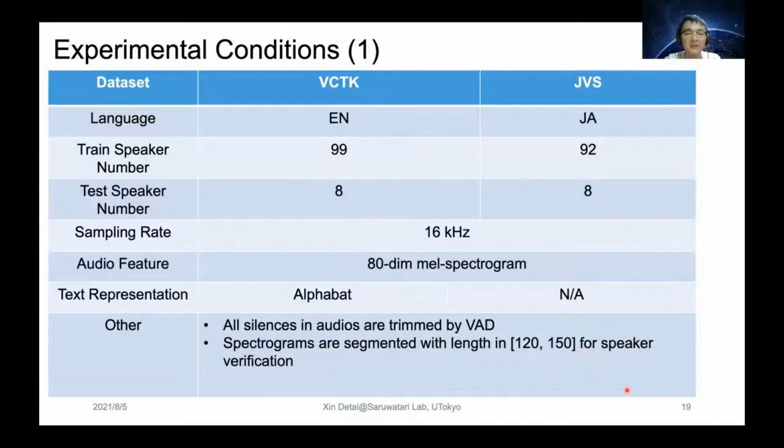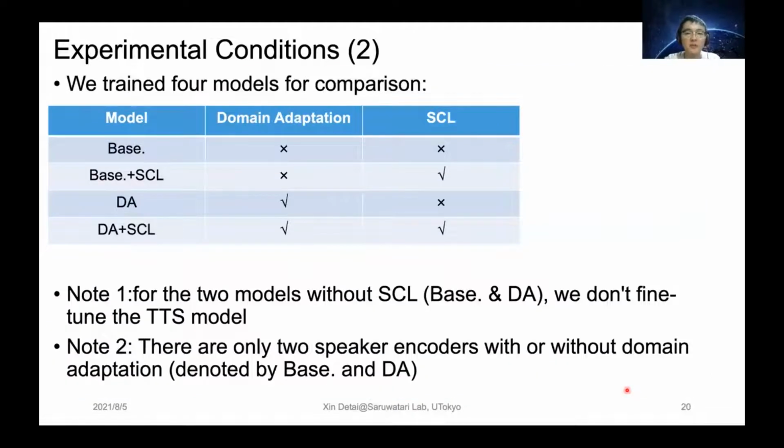We used the 80-dimensional Mel spectrogram as the acoustic features fed into the speaker encoder. For English, we used the alphabet as a text representation. Note that for Japanese, the target language, we don't need text data, though JVS has it.